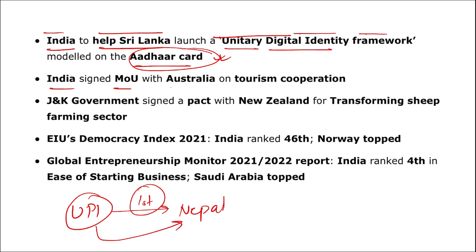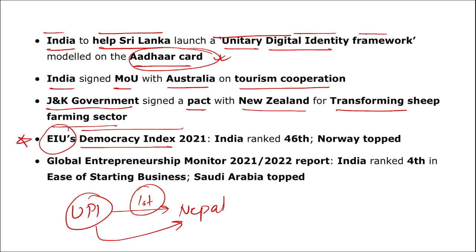India signed an MOU with Australia Tourism Corporation. Jammu and Kashmir government signed a pact with New Zealand for transforming the sheep farming sector. EIU is your Economic Intelligence Unit's Democracy Index for 2021. India's rank was 46, and in this Democracy Index that was released by EIU, Norway topped.